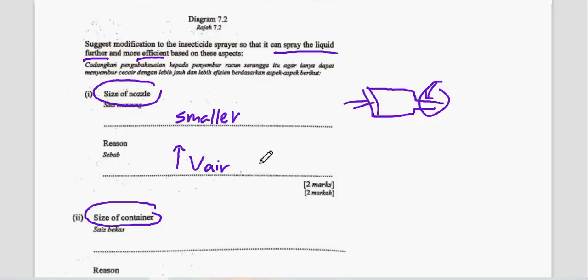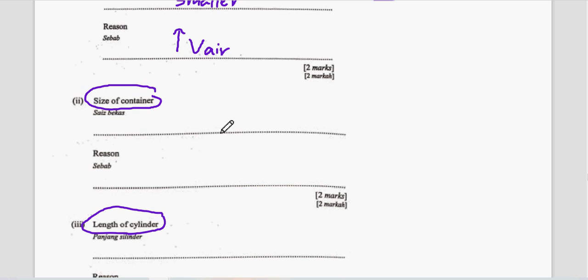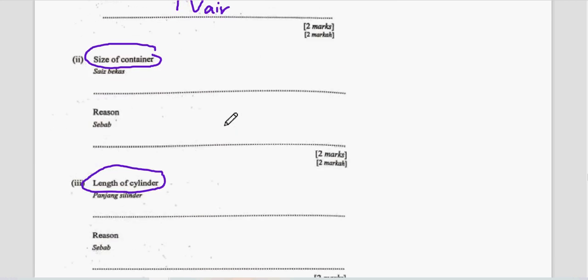Okay, next one. The size of the container. This one macam logic lah, logic answer. The size of the container should be greater. Reason, more insecticide can be placed in, can store more insecticide. And then the length of the cylinder should be longer. Reason, so that more air can be pushed.